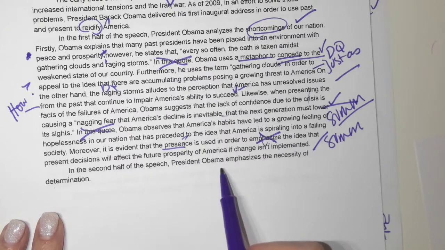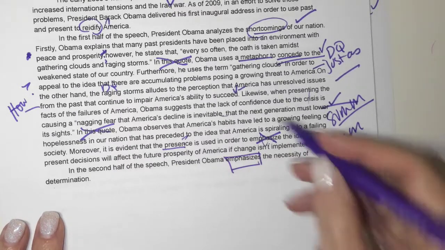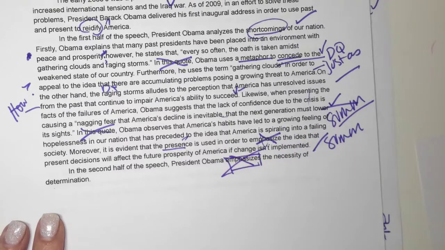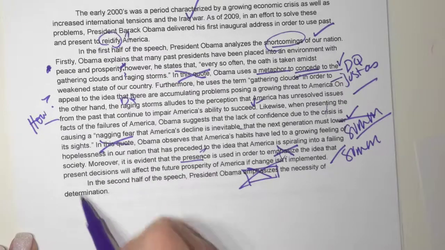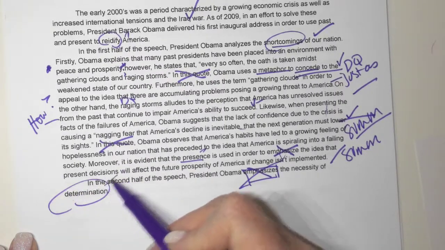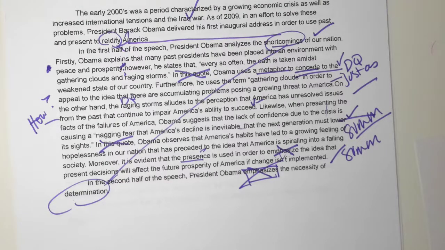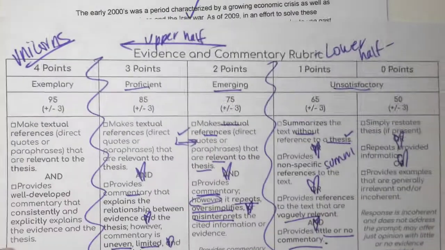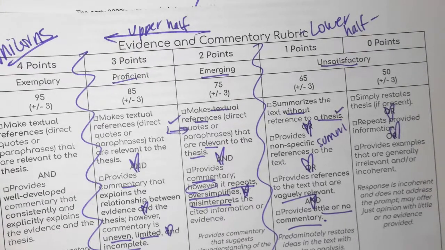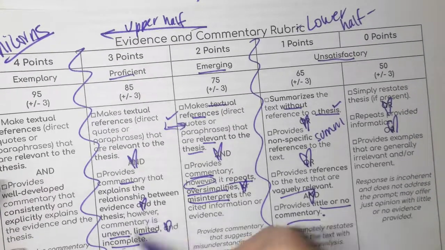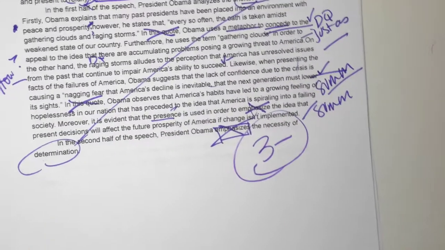In the second half of the speech, President Obama, do y'all know my pet peeve? Did I tell y'all that? Y'all one of the classes? Stop using the word emphasizes. Says nothing. The necessity of determination. Okay. So determination, shortcomings. I still don't know if that word works. Upper half, lower half. I don't think it oversimplifies. I would say it's more limited. So I would say 3 minus.